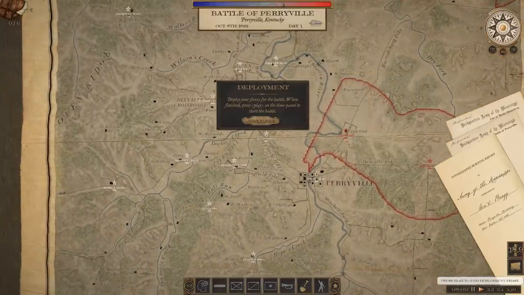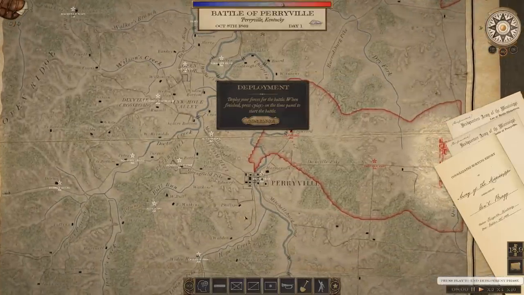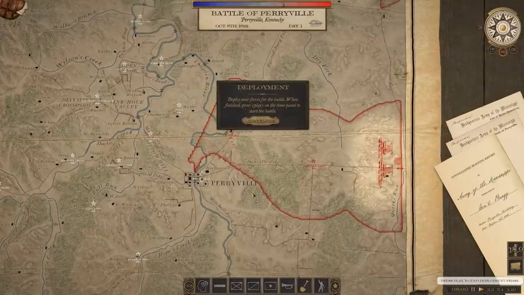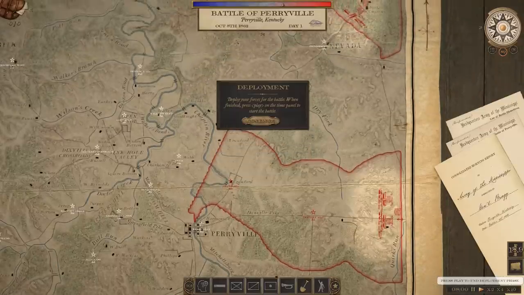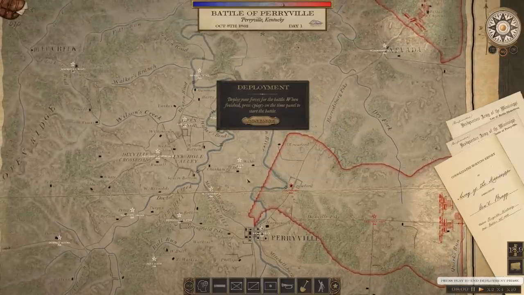And against us we have the Army of the Ohio under Buell, and as this is not the historical battle but a scenario based on it, we can be sure that the dynamic AI running Buell's army will not act the same way as Buell actually did in the Battle of Perryville on 8th of October '62.